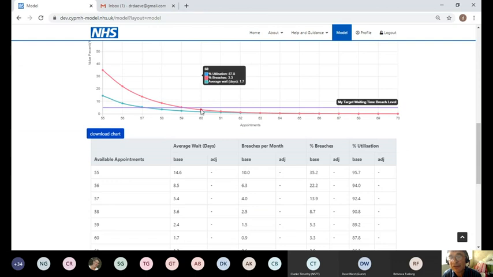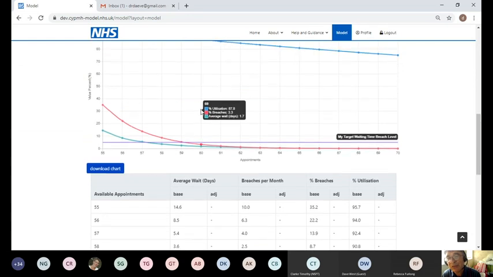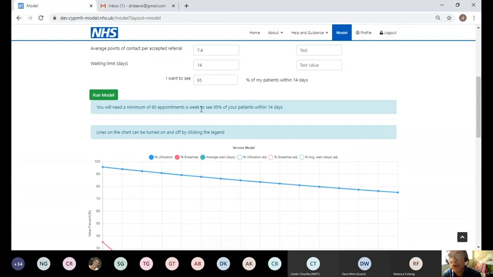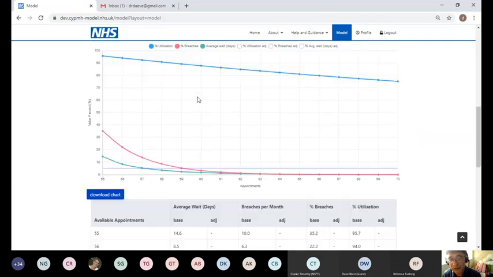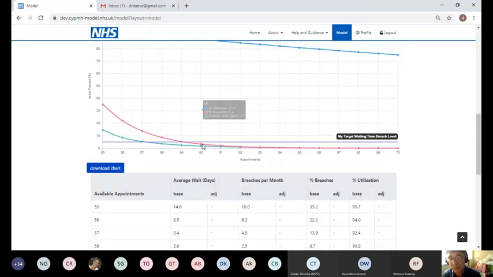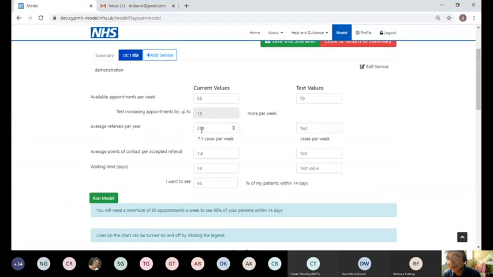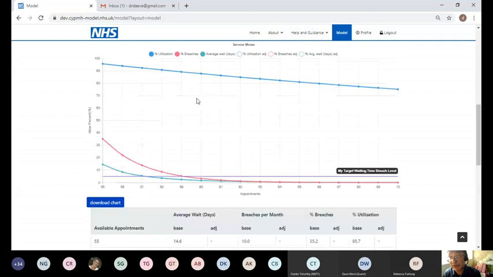So percentage of breaches, 3.3%. Utilization of 87.8, so it's quite an expensive way to meet that wait time threshold. It's got a cost. That's the cost of meeting that wait time threshold of 95% within 14 days, is you're not going to use all those appointments. But your average wait time, they're going to be in on average within 1.7 days. And if you can offer that 60 appointments a week, you should see 95% of those 370 cases through the year within the 14 days. And it really is as simple as that.